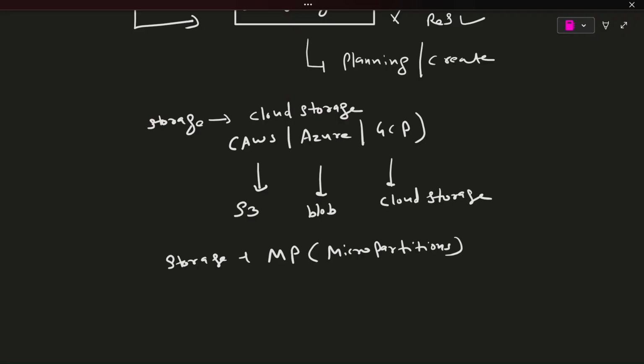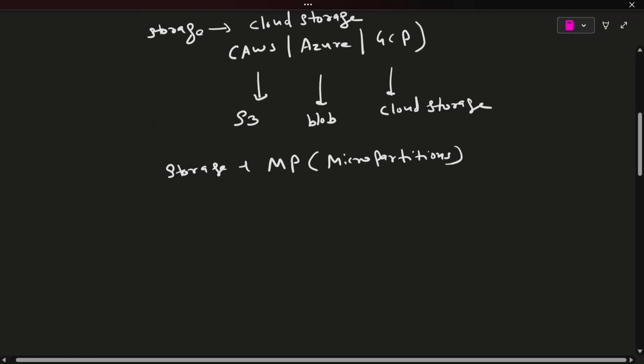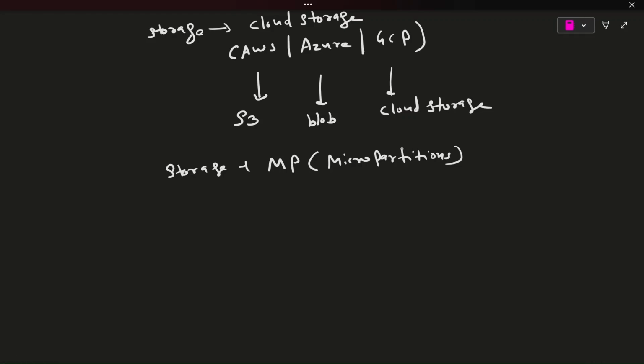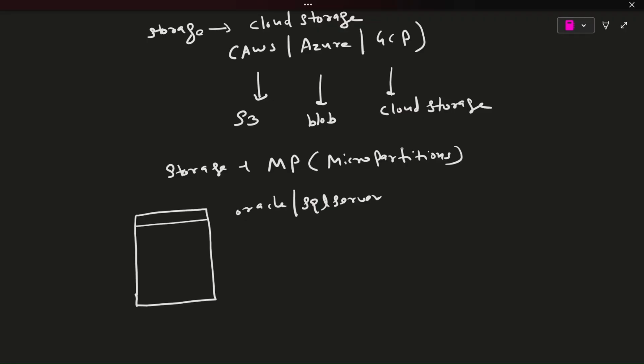Okay, micro partition. Now let's take our old days. In the old days, when I create any big table, let's say this is my table, some table in Oracle or SQL Server or wherever it is, my data sits here in rows. Let's say this is having 12 months of data, starting with Jan till December 25.